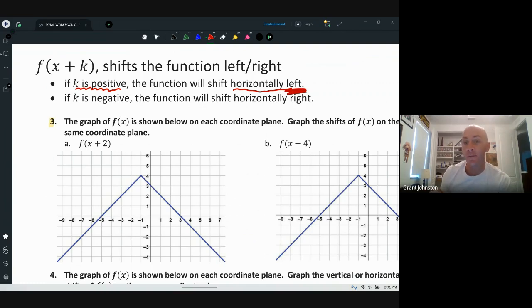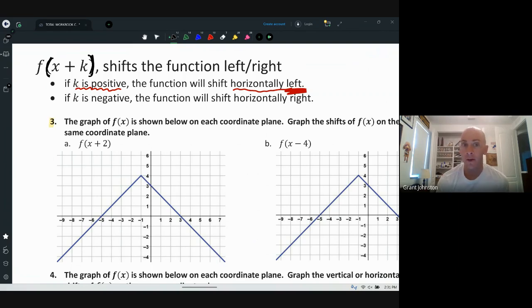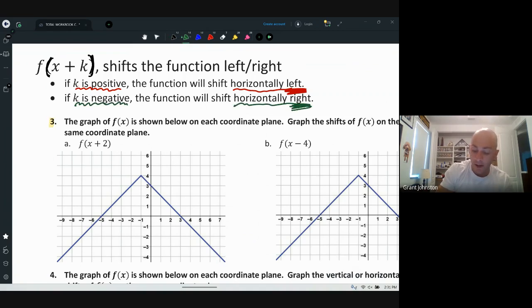It's going to shift left. So when you say plus, you think, oh, plus, I'm going to go right. What's different on this one is that the plus k is in the parentheses. So if you have f of x plus k, in parentheses, this is going to shift left or right. But the trick is, if k is positive, you're going to shift left, and if k is negative, you're actually going to shift right.